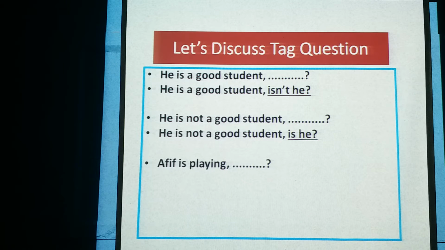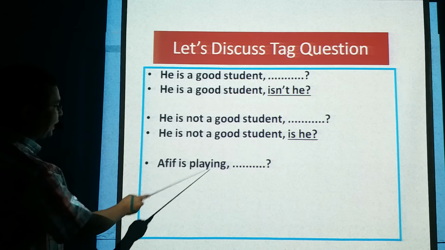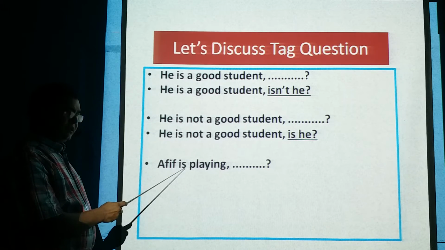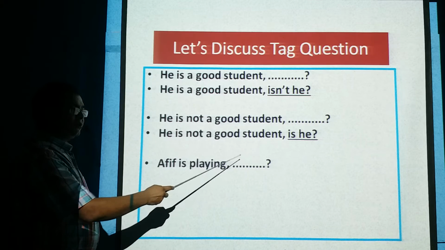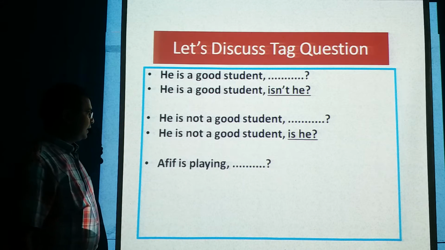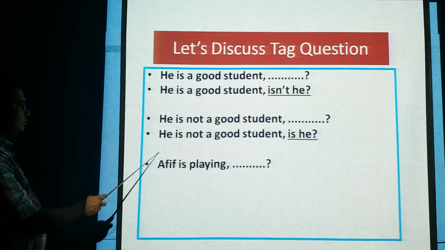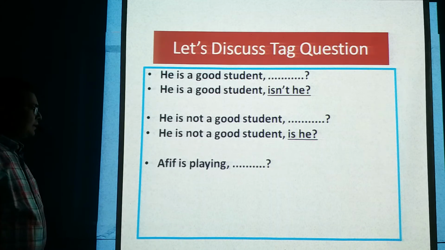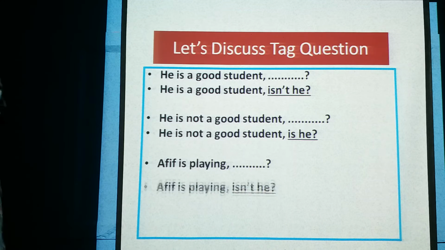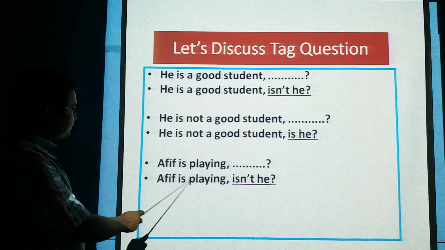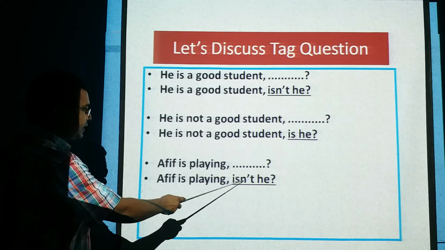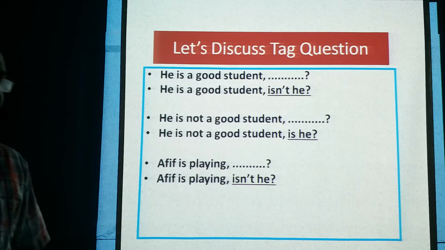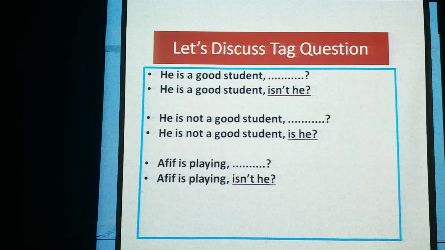Now look at another example. Here, Afif is playing. There is no not and there is, so is. Okay, is and not will be added, isn't. Then it is Afif, noun. Noun will not be used here. It will be pronoun. So it will be isn't he. Look, Afif is playing. Tag question isn't he? Okay, have you understood, my dear students? I think you have understood it easily.